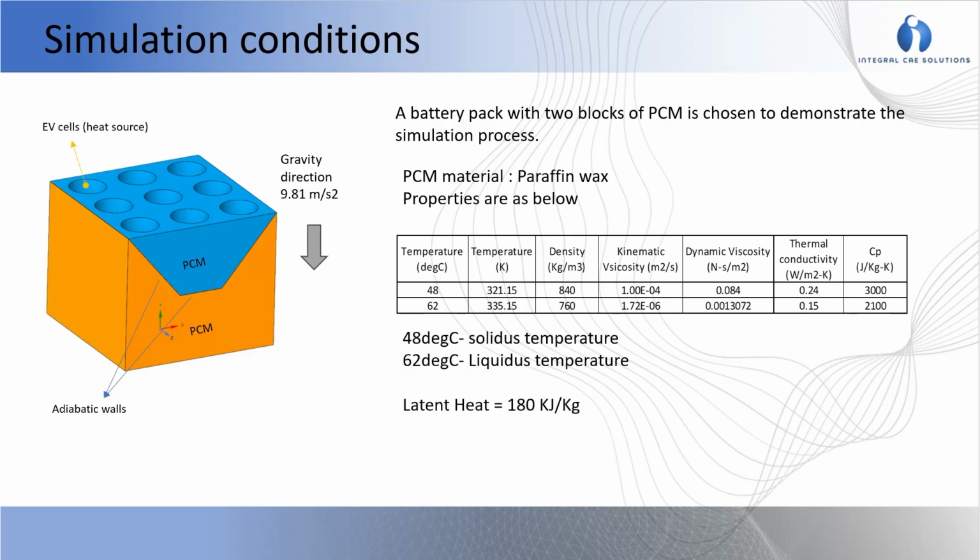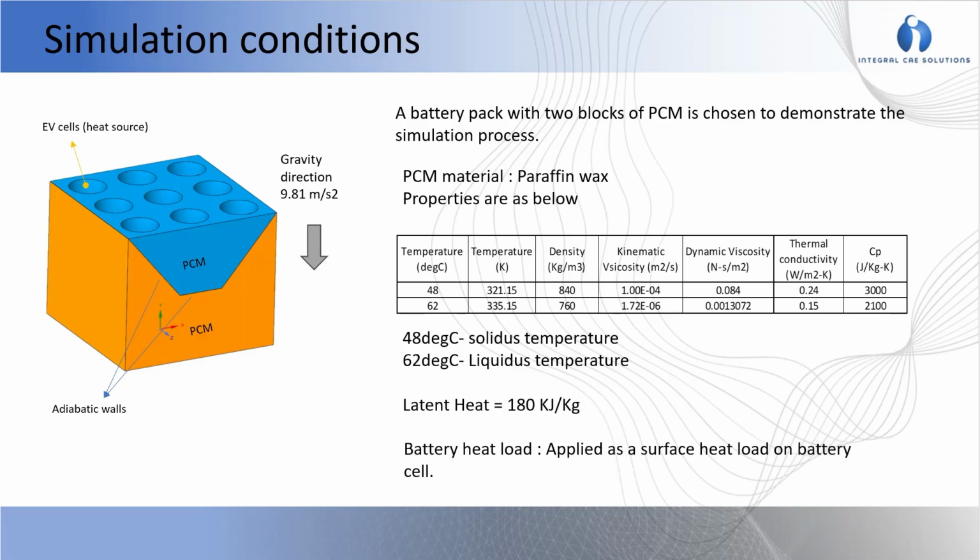So 48 degrees Celsius is the solidus temperature and 62 degrees Celsius is the liquidus temperature. That means at a temperature of 62 and more, the wax will be in the liquid state. And similarly, at a temperature of 48 and below, it will be in the solid state. And the latent heat of fusion during the process of melting is 180 kilojoule per kg.